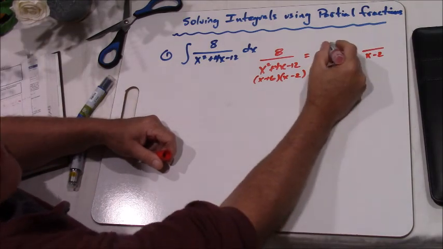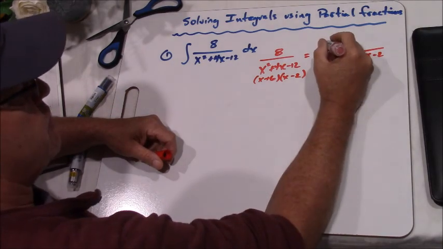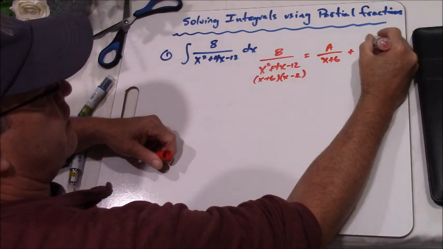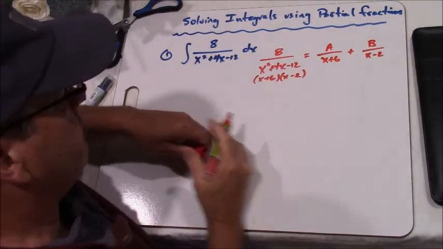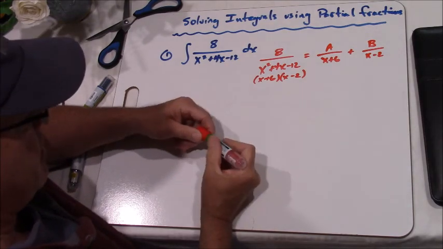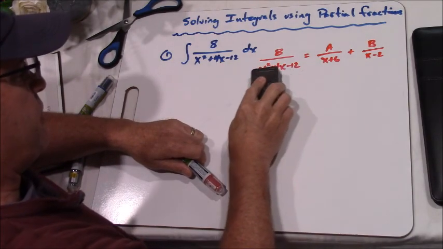The question is, what goes in that numerator? And we don't really know, so what we're going to do is we're going to call this numerator A and this numerator B, and what we need to do is we need to figure out some numbers to plug into that. All right? So let me just go ahead and erase this.